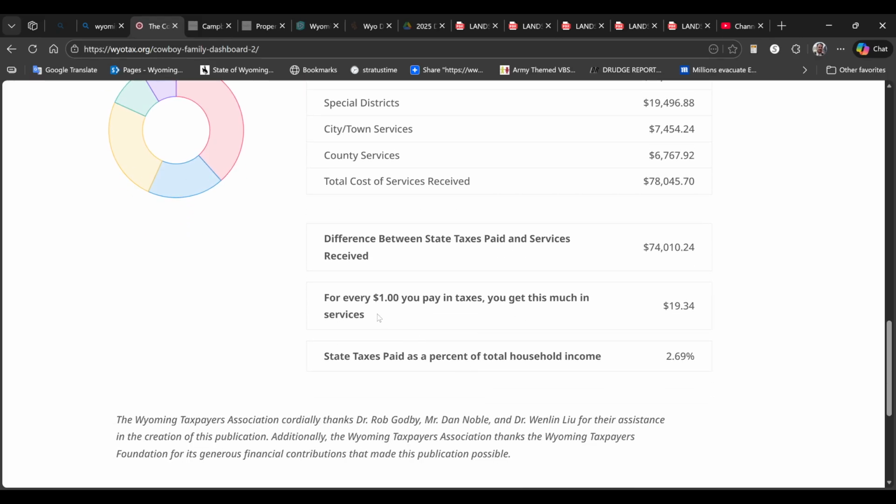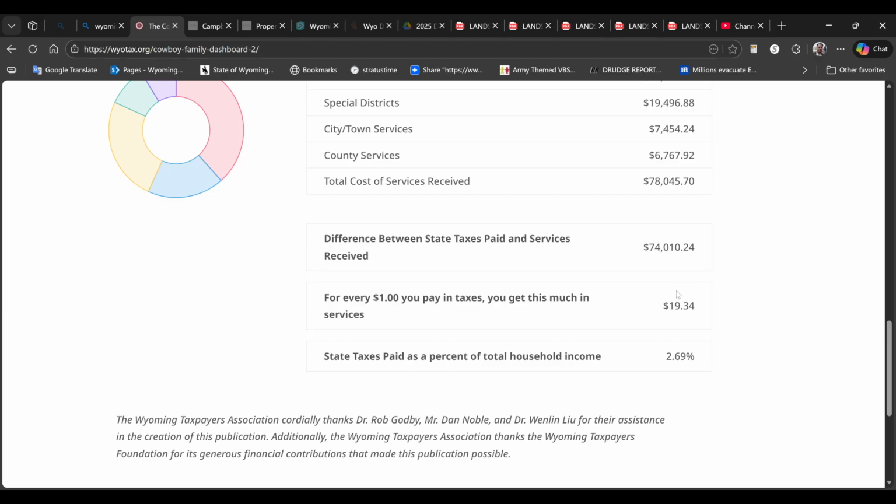And that equates to, for every $1 that they pay in taxes, they get $19.34 in services back. So that's what you call a pretty good deal. As a percent of their household income, they pay 2.69% in taxes. So again, not a bad deal. The difference between what they pay in and what they get out of that as far as services is $74,010.24. Now that is a huge number.